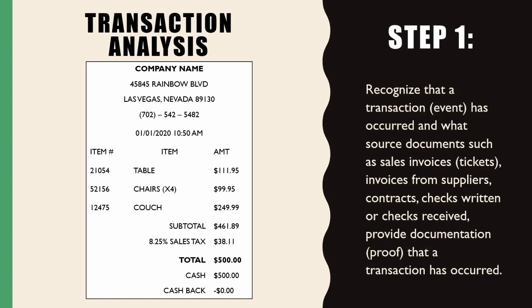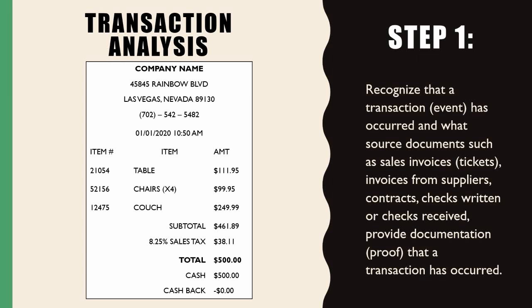Step 1: we need to recognize that a transaction has happened. And how are we to do so? Well, here's a proof of a receipt. How is this going to be determined a business transaction? How would this affect my business is what your first step is. You need to recognize that a transaction has occurred and how it affects your business.